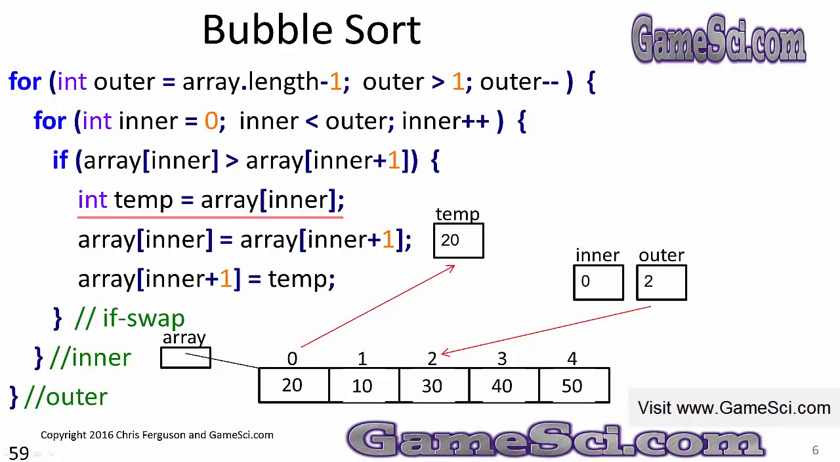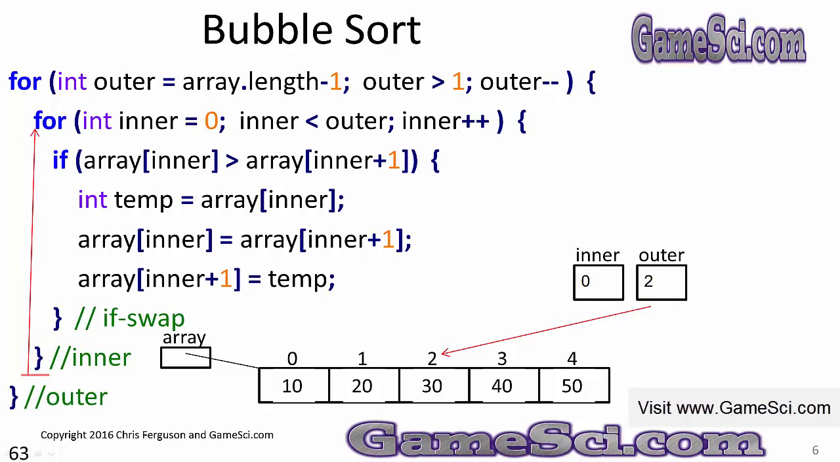The 20 at position 0 gets moved to temp. The 10 moves over in the array and wipes out the 20 in the array. But don't feel bad about the 20. It's safely in the temporary variable and moves back down to array inner plus 1. 10 and 20 just swapped. We reach the end of the swap, which means the next line of code that executes is the end of the inner loop. The end of the inner loop takes us back up to the top of the inner loop.